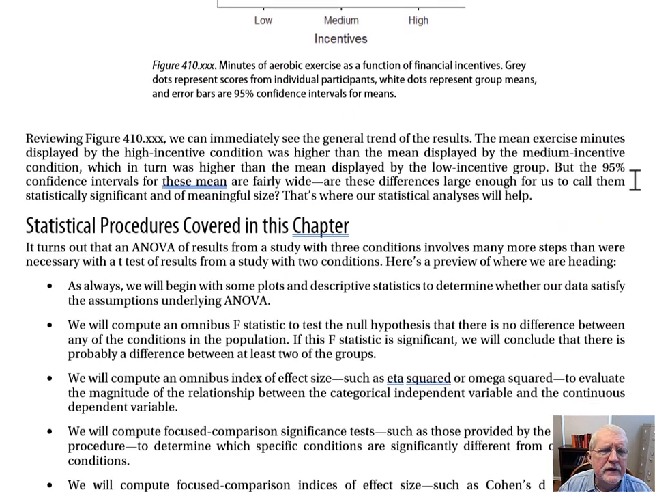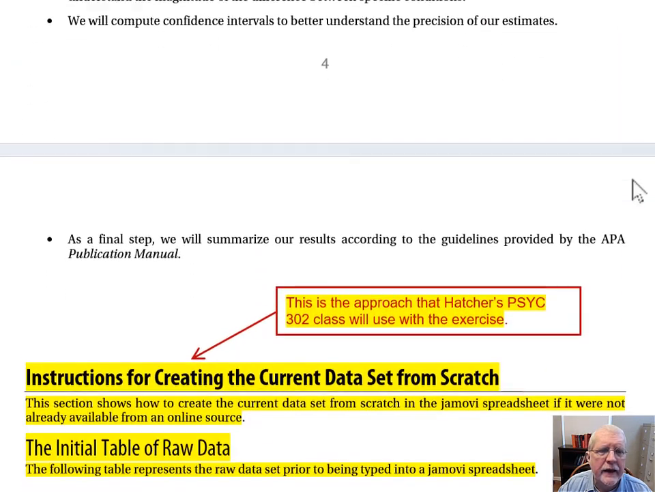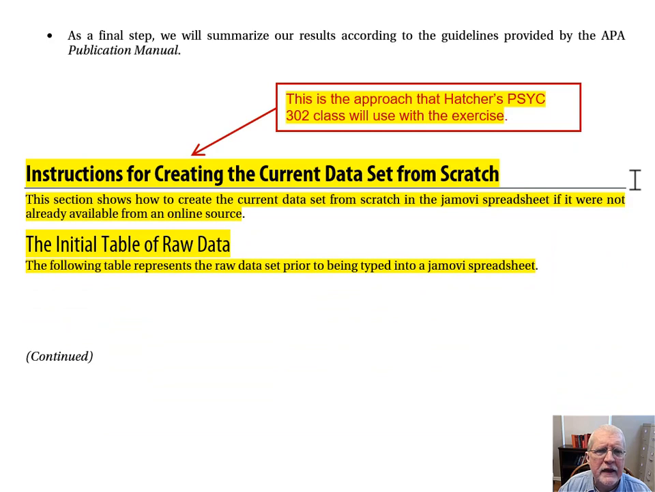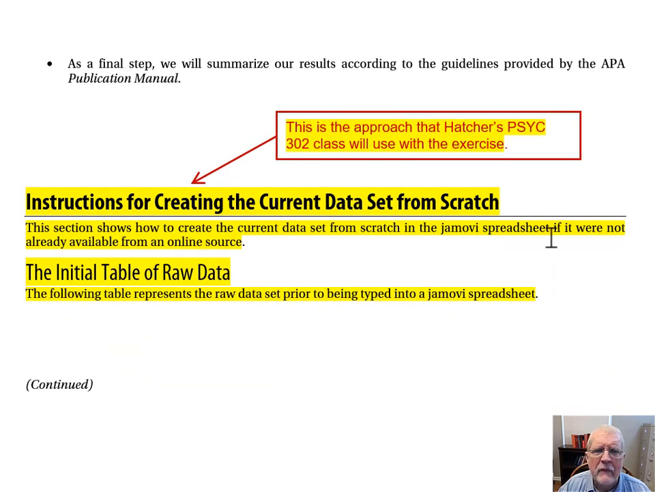We scroll down. Let's go to page 5. I am at the top of page 5. There, as you know, there are different ways of getting your data into your Jamovi data set. This is the approach that my Psych 302 class will use with their upcoming exercise.